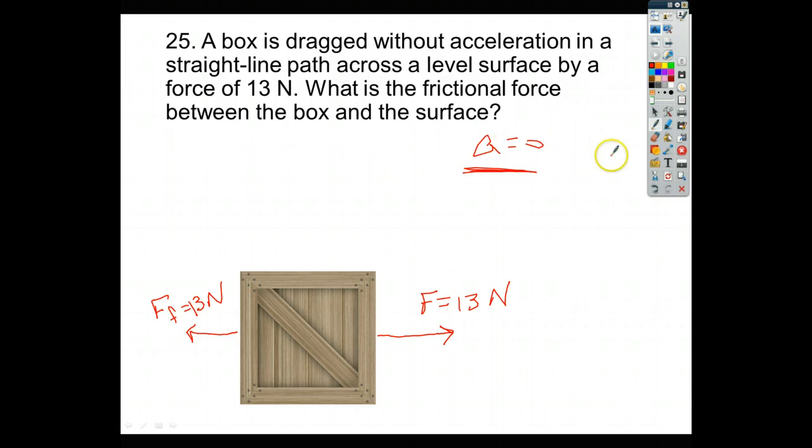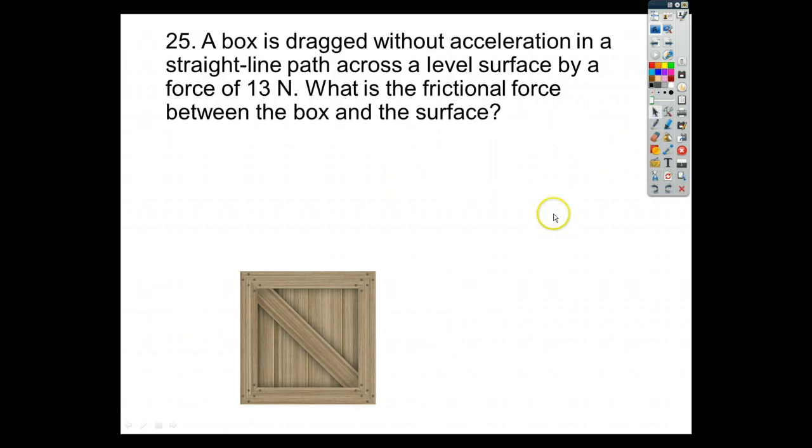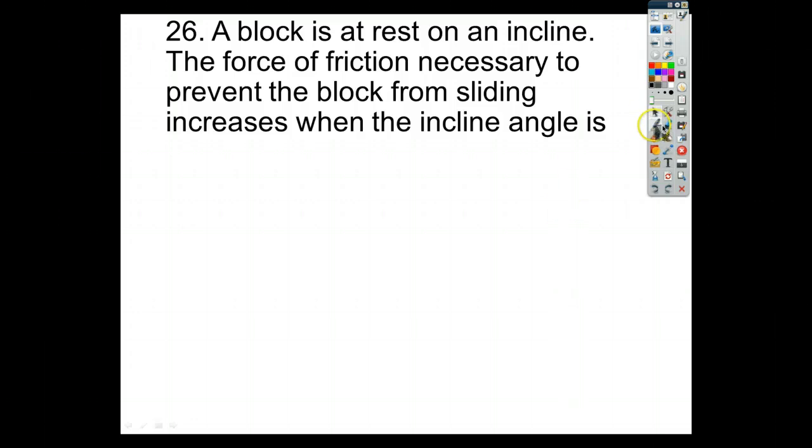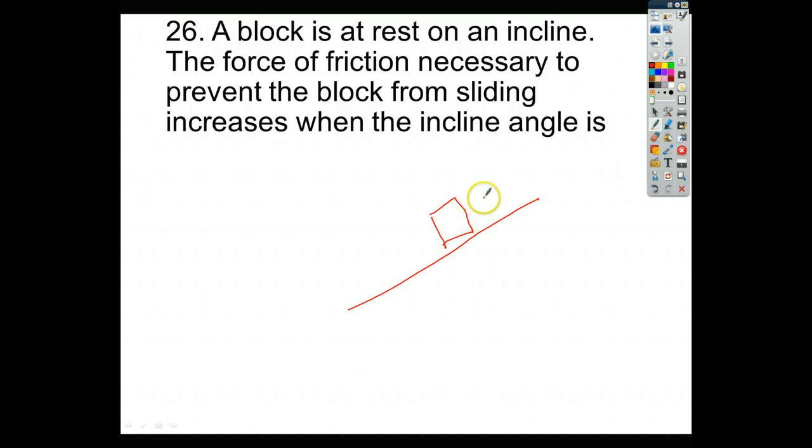For number 26, this will be the next question, it says a block is at rest on an incline. So let's go ahead and draw our incline, and we've got our box here. It says the force of friction necessary to prevent the block from sliding increases when the angle here is increased. So if I make this angle a little bit bigger, if you think about if you had a box on a ramp and you made it bigger, that force of friction pushing it up the other side has got to be bigger when you have the incline, and that's because you end up having gravity be just a little bit bigger as it goes through.